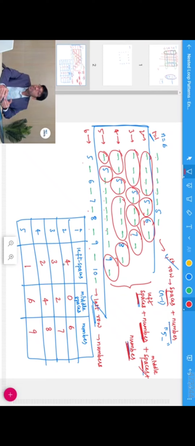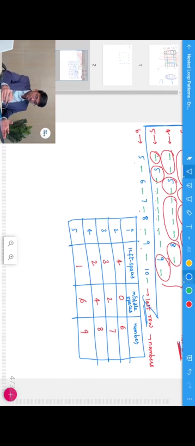Now we need to calculate left spaces, middle spaces, and number in terms of I and N. If I want to see the left spaces, for I equal to 2, left space is 4. If I increase I by 1, left space is decreased by 1. I increase I by 1 more, left space is decreased by 1 more. That means if I increase I by 1, left spaces will decrease by 1. That means these both are balanced. That means I plus left spaces will be some constant. As you can see here, 2 plus 4, 6. 3 plus 3, 6. 4 plus 2, 6. 5 plus 1, 6. So if this is increased by 1, this will decrease by 1. So I plus left spaces equal to 6.